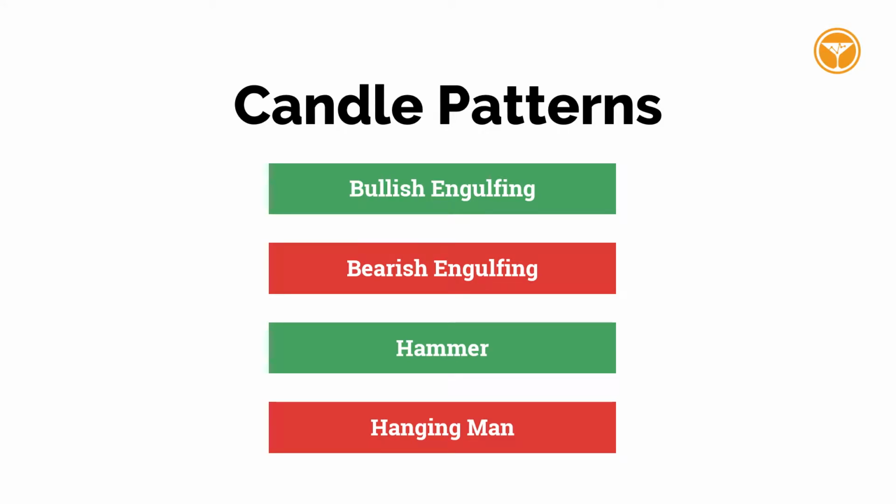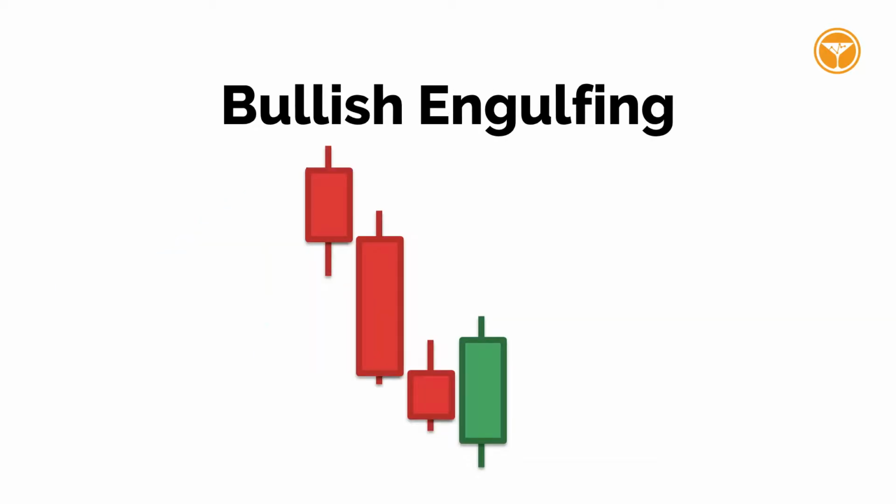So some of the candle patterns that we're going to be covering today are the bullish engulfing, bearish engulfing, the hammer, and the hanging man. The 2 bullish ones are the bullish engulfing and the hammer, and the 2 bearish ones are the bearish engulfing and the hanging man. So first, I'd just like to start with bullish engulfing.